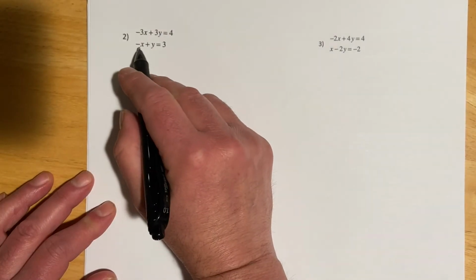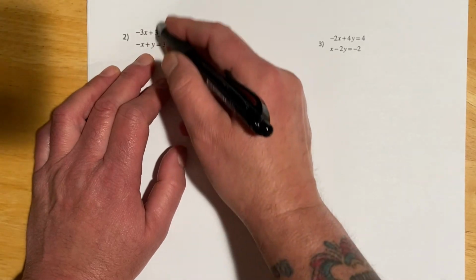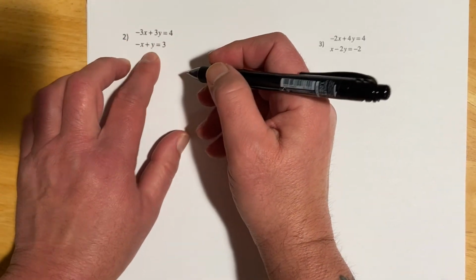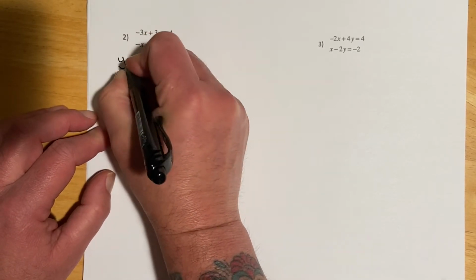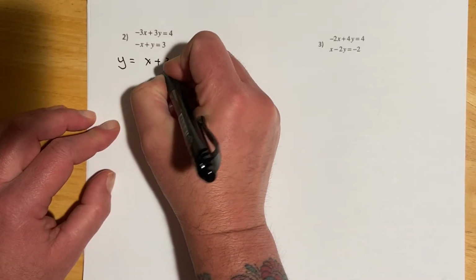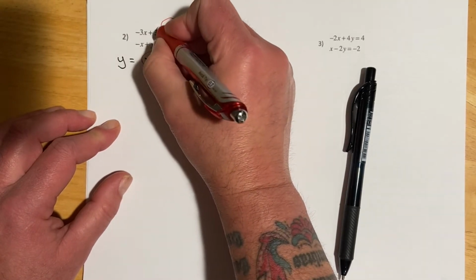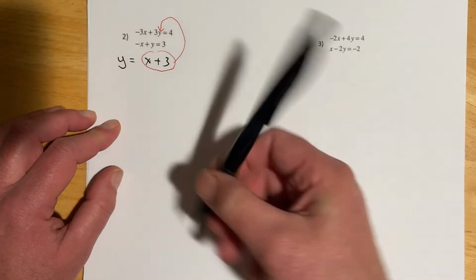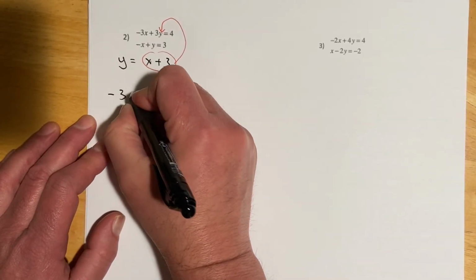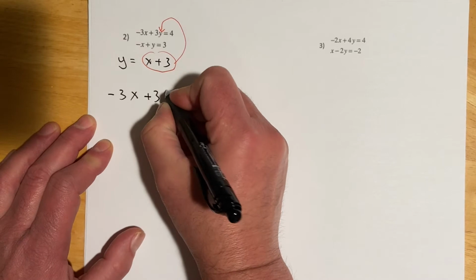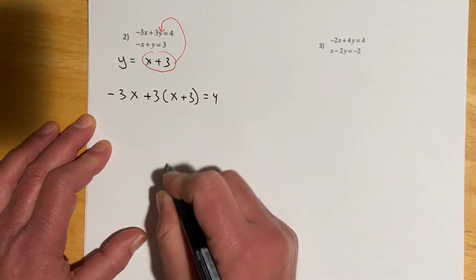Okay, for number 2, this one is negative x plus y equals 3. So we don't have a variable by itself, but that y right there looks pretty easy to get alone. So I'm going to add the x over and rewrite this as y equals x plus 3. And now I can take this and drop it in for the y for the first equation. Careful not to put it back in the same equation. So this will look like negative 3x plus 3 times x plus 3 stands in for y equals 4.